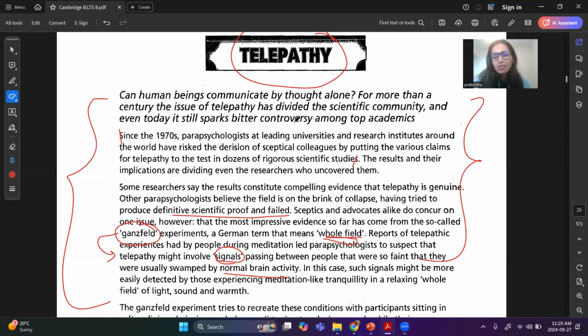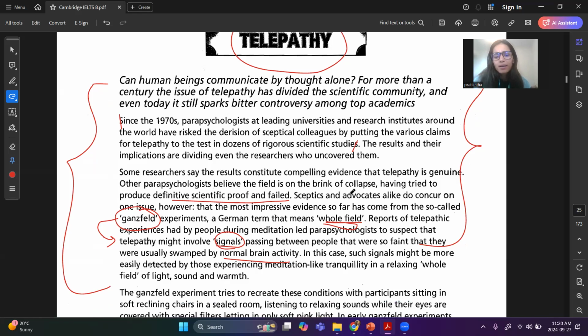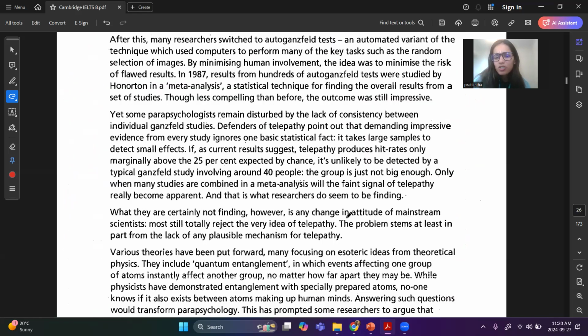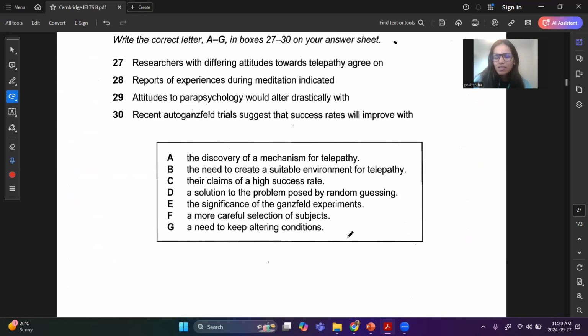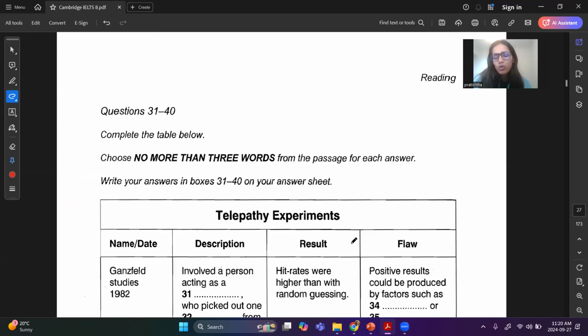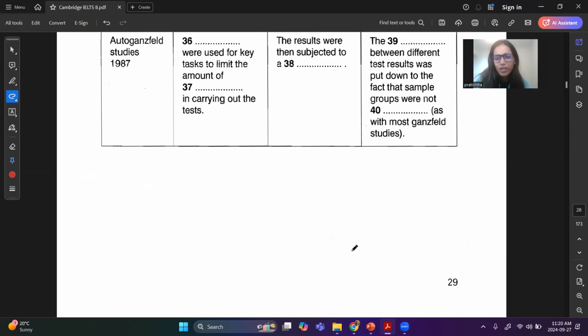I'm not going into details for now, right? That's pretty much it. We will not go into details. Just like this, you need to go through the complete passage and solve the questions.